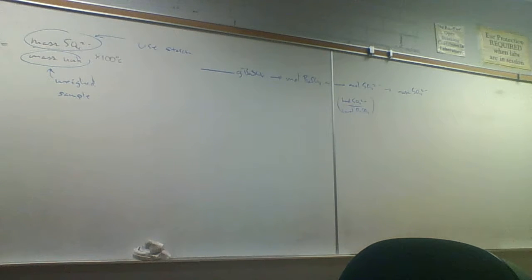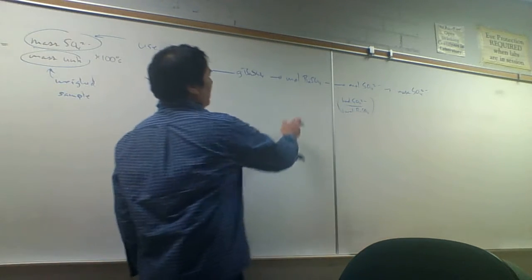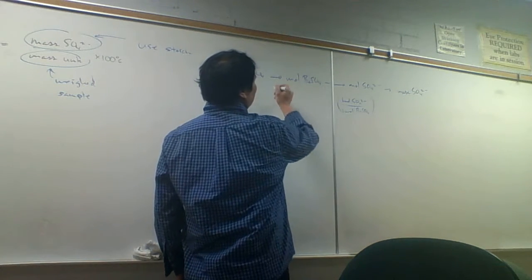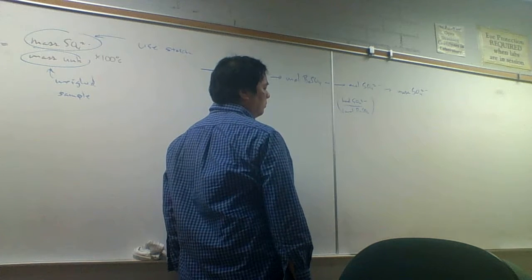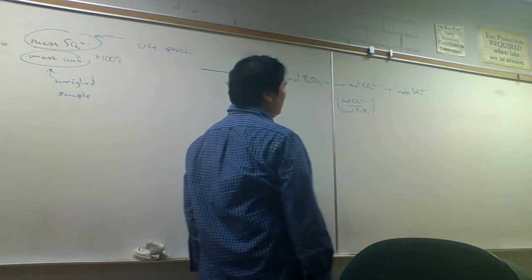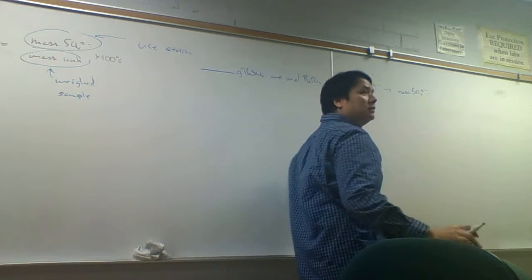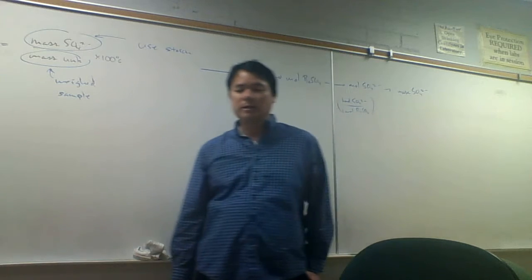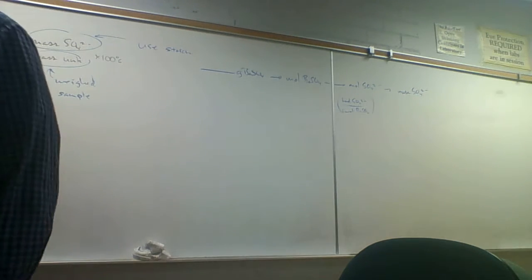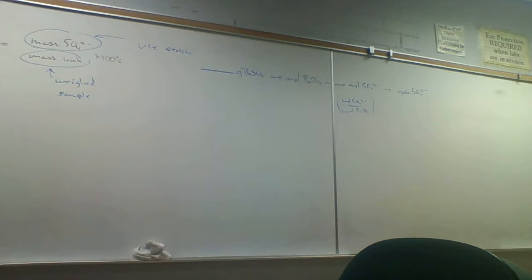Are there any questions about this calculation? It should take a minute, or actually more than a minute, because you got to calculate the molar mass of barium sulfate, and then you got to calculate the molar mass of sulfate. And then take a couple of minutes. So this calculation doesn't take long.